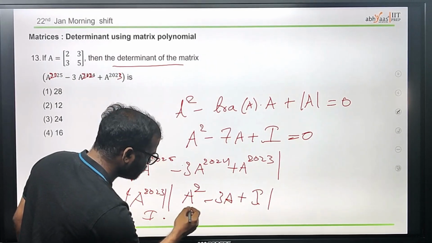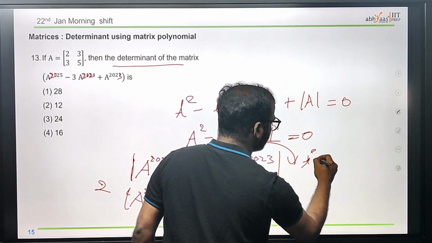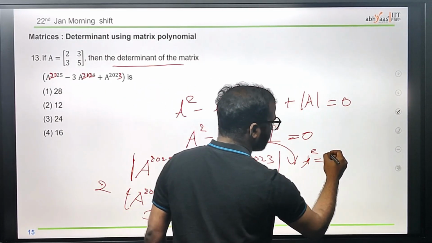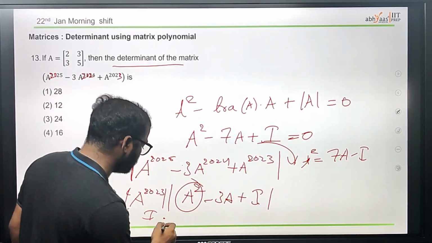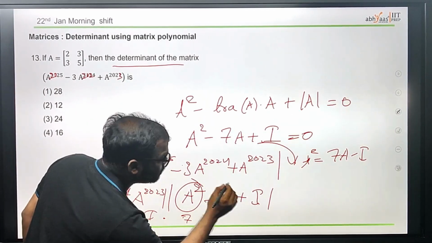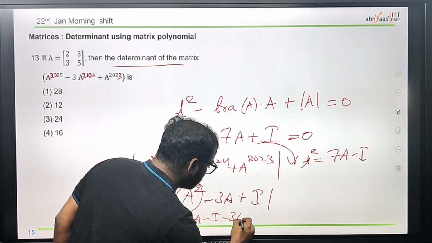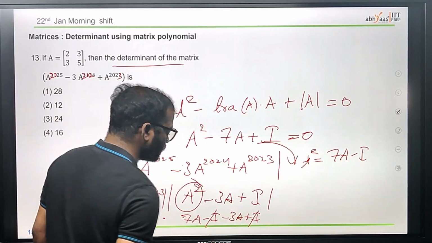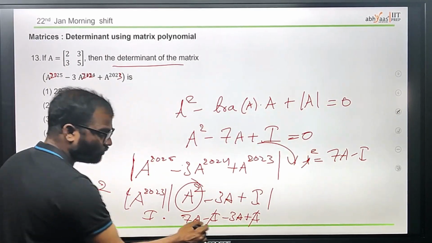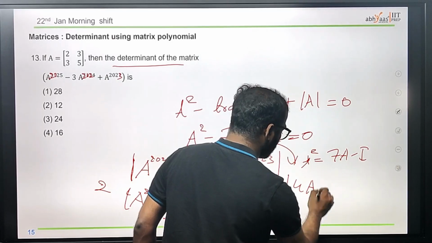Yes, we just need to do this one. Just substitute this a square from this. a square is equal to 7a minus I. Just substitute those in this. Therefore we have 7a minus I, minus 3a plus I. If you see here, minus I plus I will be cancelled, and this will be 4a. Therefore, 4a, we got this one.